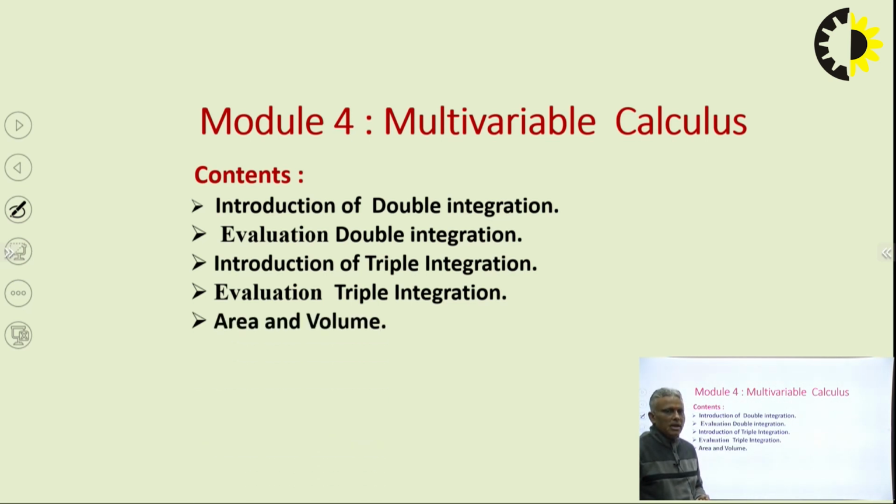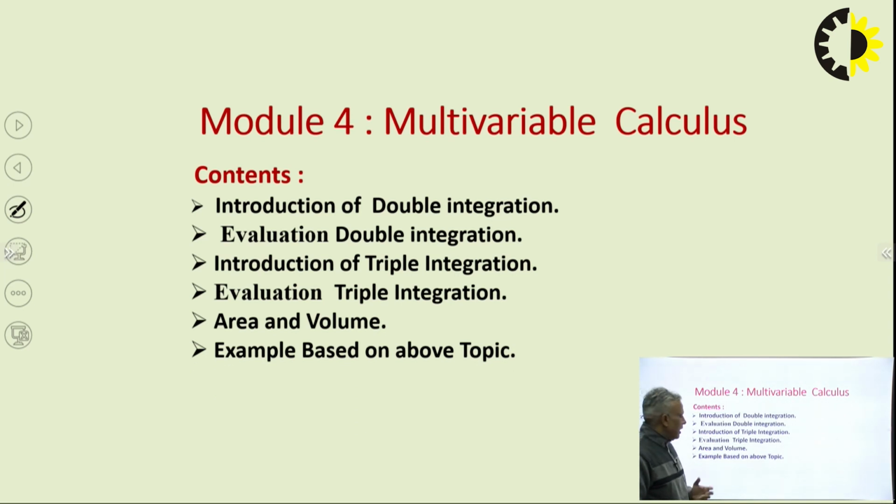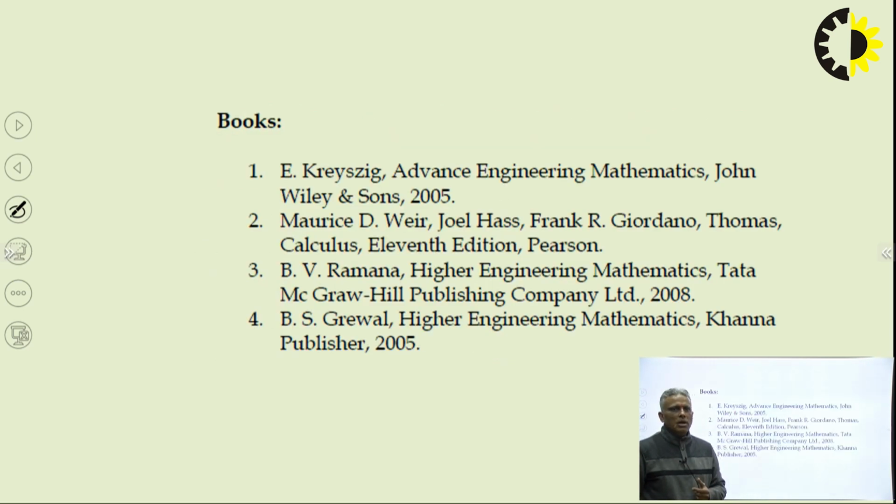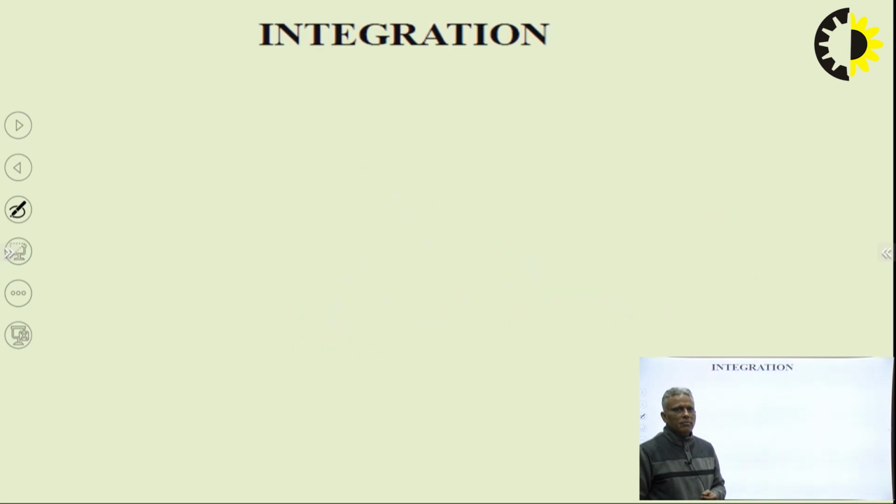So today's lecture is the most important for the engineering student, and it plays a very important role. And after this I explain how to calculate the area and volume of the surface a solid generates, and after this some examples based on the above topics. Students, keep in mind how to solve the problems. First of all, the reference books: AKGEC Advanced Engineering Mathematics, Erwin Kreyszig, B.V. Ramana and B.S. Grewal. Students can opt for any one of them for reference.